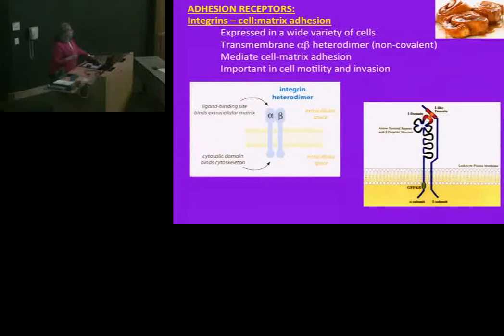The other type of adhesion receptor that's very important is the integrins. This is the part that sticks the sticky buns to the plate instead of to the other buns. These are expressed in a wide variety of cells. They're transmembrane molecules, so this is the outside of the cell and this is the inside of the cell. They have an alpha-beta structure, so every integrin is called alpha something, beta something, like alpha V beta 3 or alpha 2 beta 1. What they do is bind the cells to the extracellular matrix, not to other cells, but to matrix proteins outside of the cell. These are very important in motility and invasion, as I'll show you in a couple of minutes.